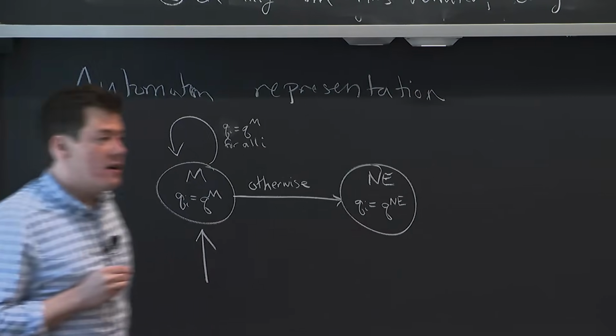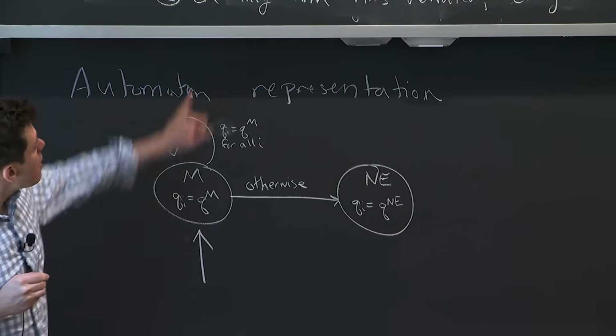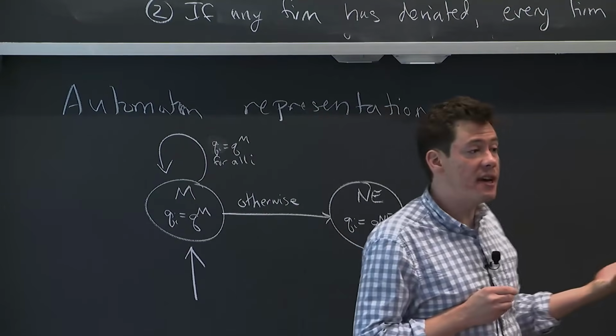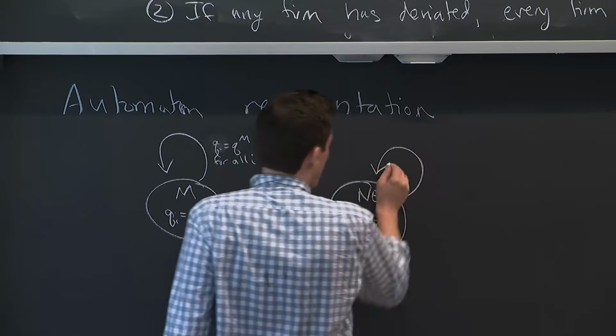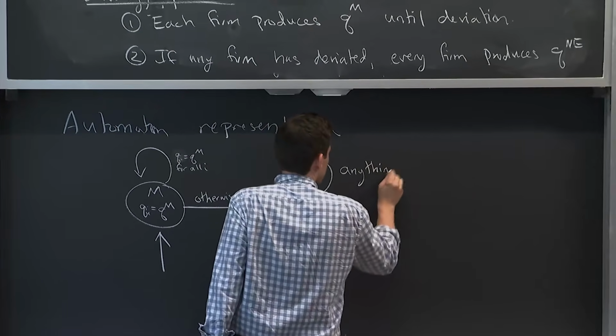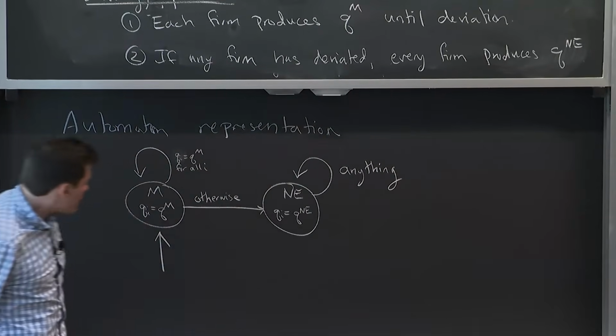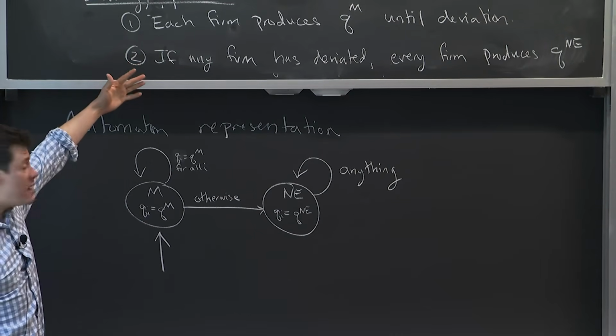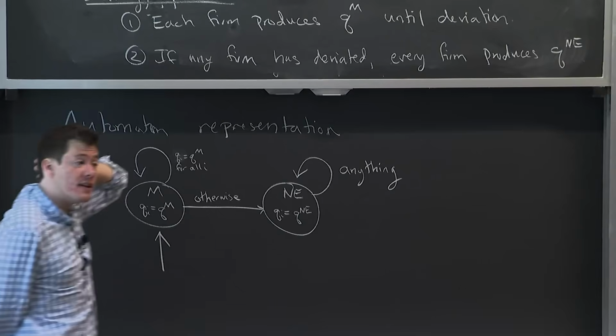Once someone's deviated and we're in this state, we actually stay in this state forever. There's no way to leave this state. So we're just going to put an arrow here that says, anything. So this simple graph actually fully describes a strategy, and in fact, fully describes the strategy profile in this equilibrium.